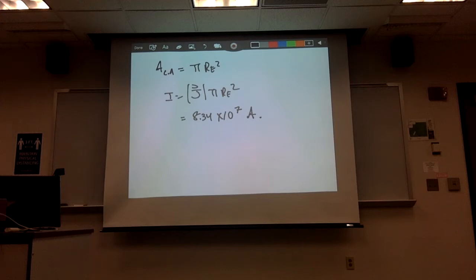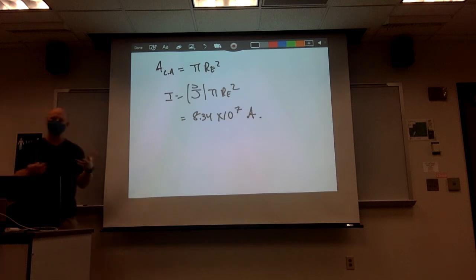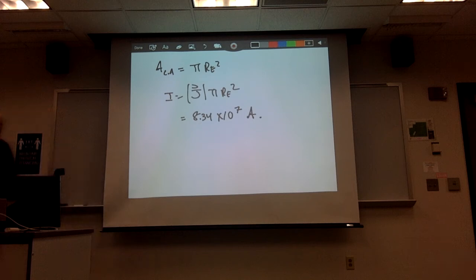Now, to put this in context for you, what type of currents do you need to kill a person? Because remember, what kills a person is not voltage, it's actually current. Different people can touch different voltages because each person has a different amount of resistance. So what is the type of current that you would need to actually kill a person?